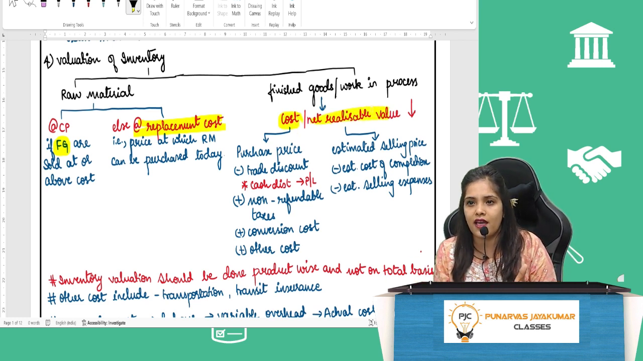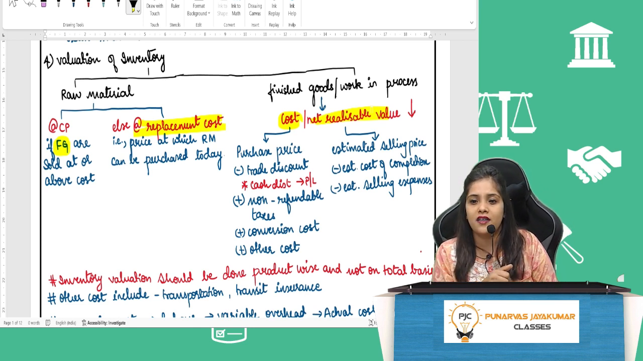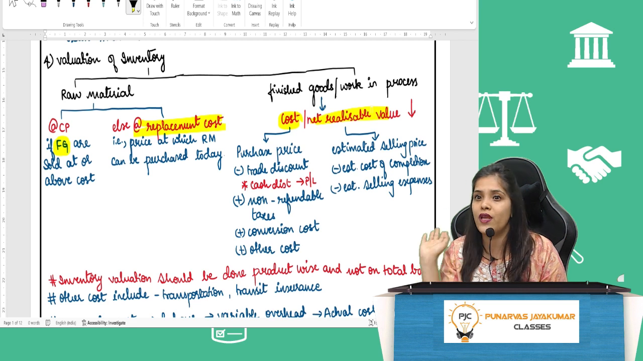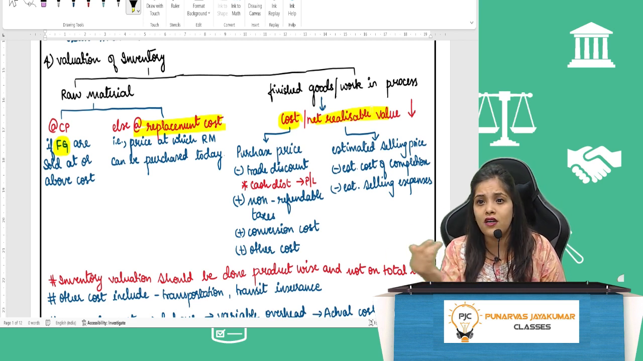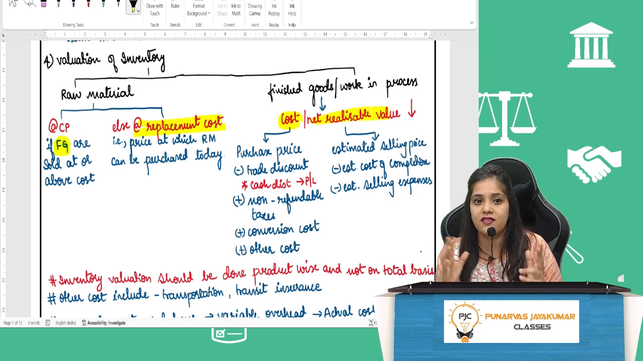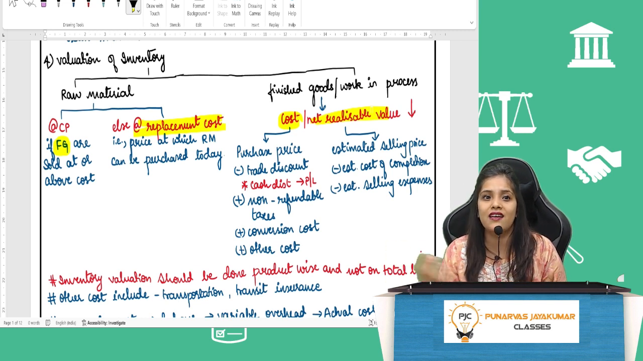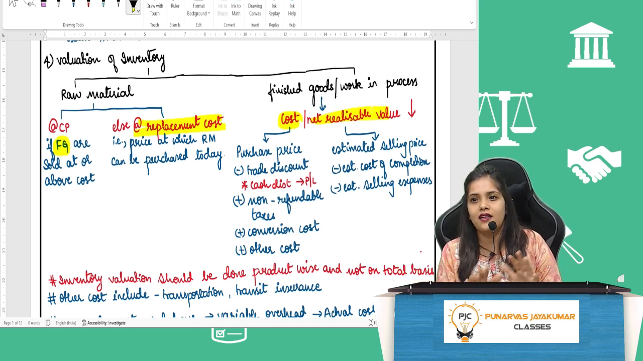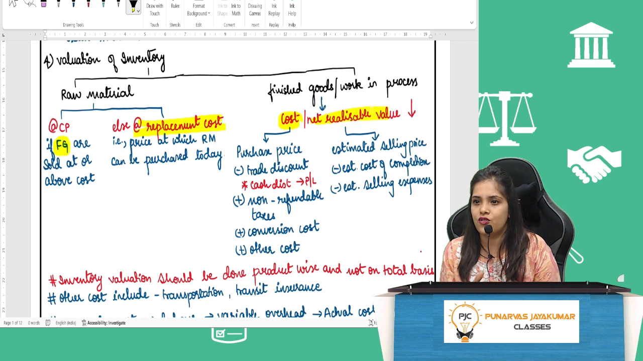Now, cost में क्या क्या आएगा? Purchase price minus the trade discount. Why minus the trade discount? Because trade discount never appears in the books. Yes, cash discount will also be there, but that cash discount should always go to P&L. It will never be minus from the purchase price. Then refundable tax should not be adjusted because we are getting the refund, right? So ultimately there is no burden on our pocket. So we should never adjust. We should only adjust non-refundable taxes. Other conversion cost and other costs should be added.